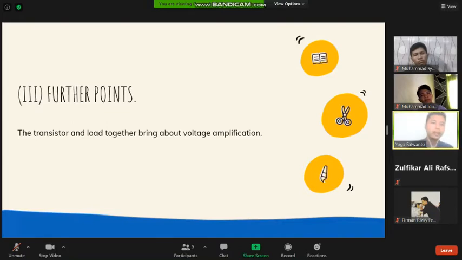Third, further points. The transistor and load together bring about voltage amplification.